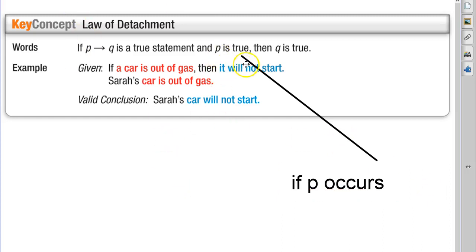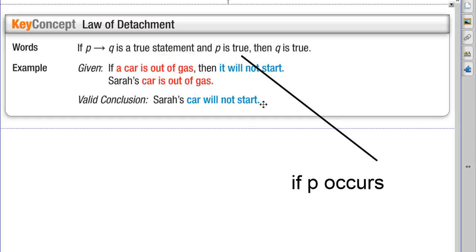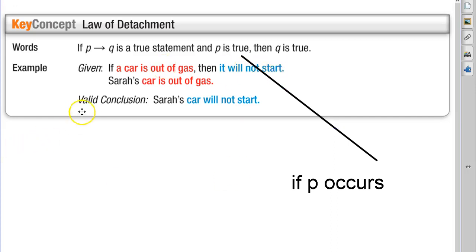So for instance, looking at this, if a car is out of gas, then it will not start. That's our if and our then. And that's true. If a car doesn't have gas, it won't start. Can't start without gas, unless it's an electric car, I guess. We know Sarah's car is out of gas. So what's our conclusion? Her car won't start. So again, they say if it's true and then the Q is true. It's more so thinking if this is a true conditional, if P happens, then Q will happen.